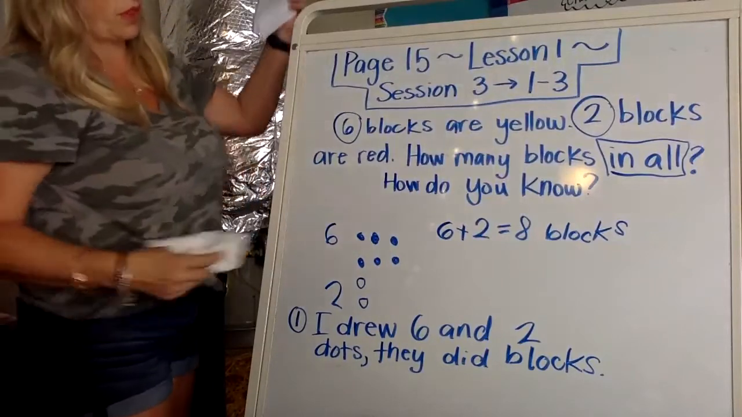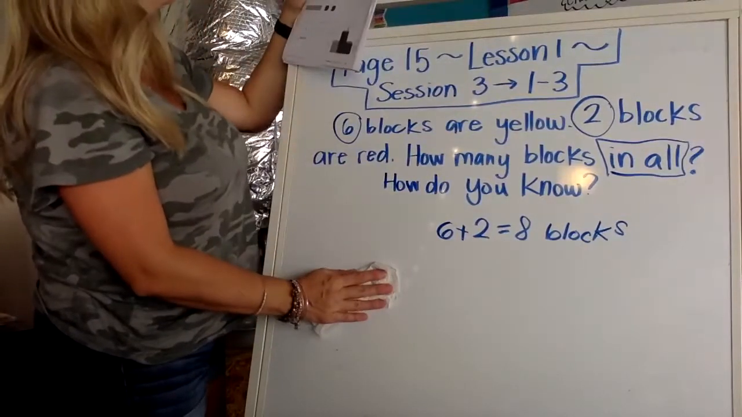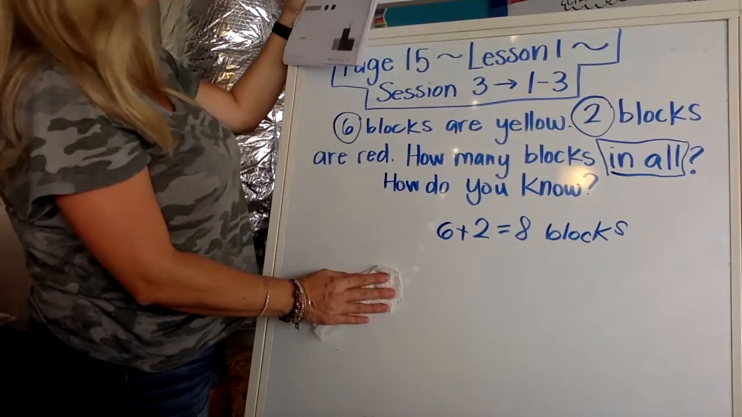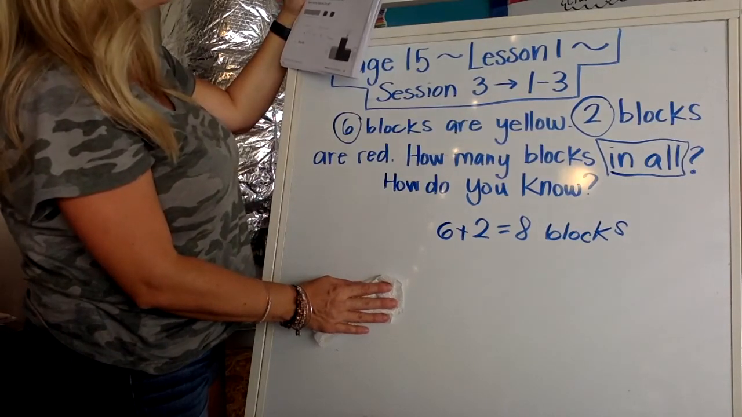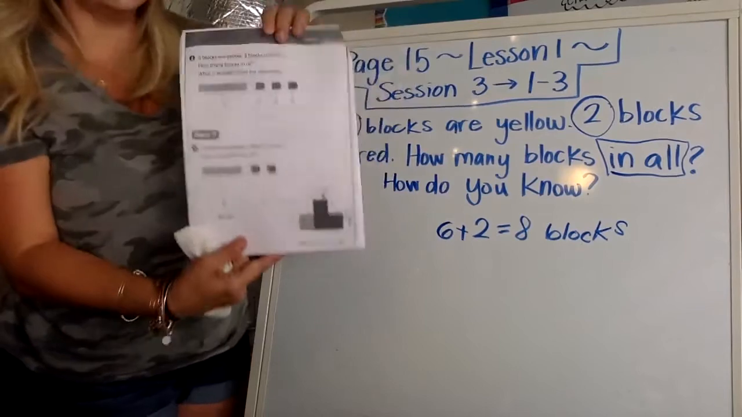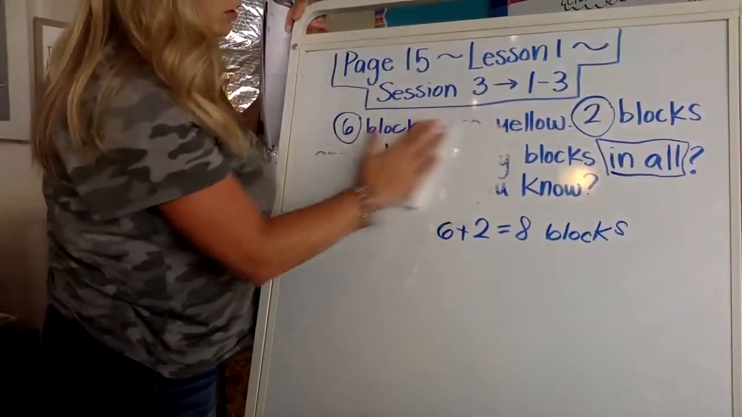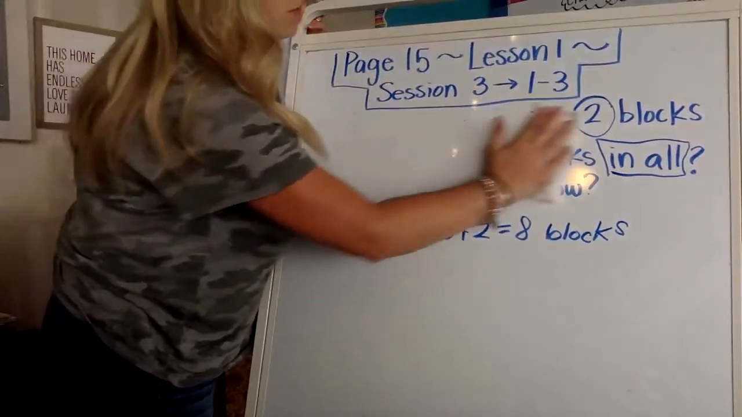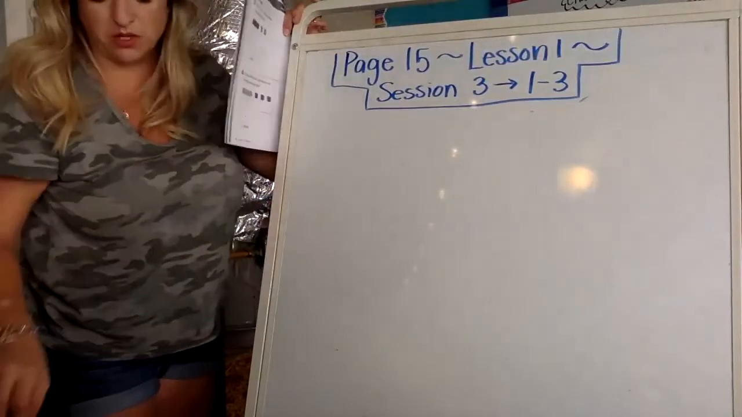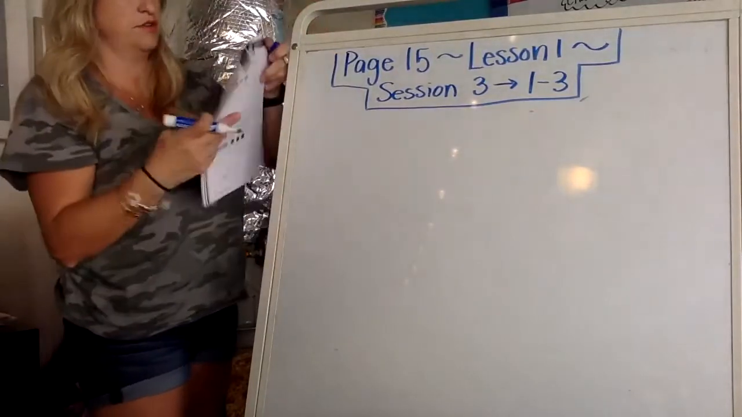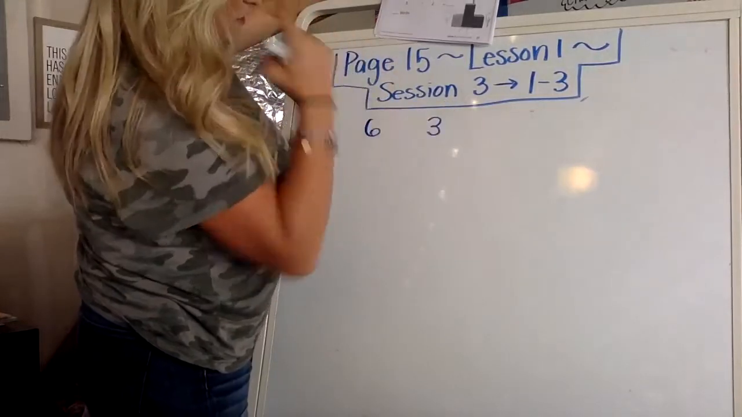So it says 6 blocks are yellow, 3 blocks are red. How many blocks in all? What is wrong? Show the right way. So what they're doing here is they're doing it wrong. And they want you to call them out and correct it. So I'll show you. You can tell me what's wrong if you notice it. So they have 6 and 3.